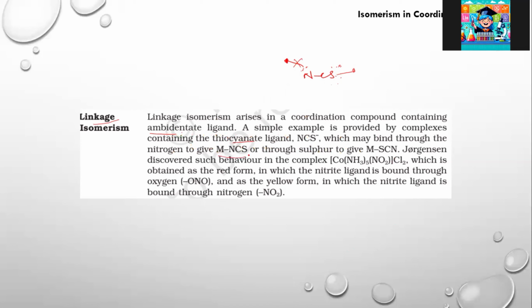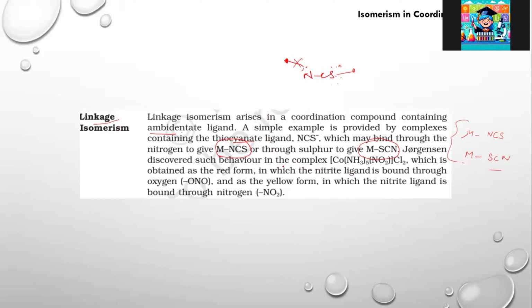So these are isomers. These are known as linkage isomers because the group that is used as ligand is the same, but the linking atom is different. So a metal coordinated to thiocyanate using nitrogen is an isomer. A metal coordinated to the thiocyanate via sulfur is another isomer. These two are linkage isomers.